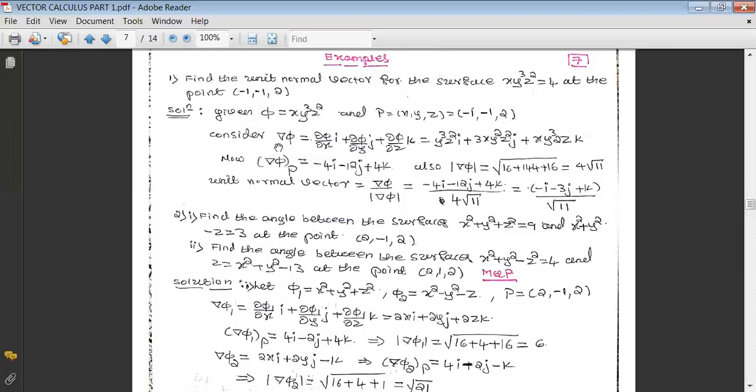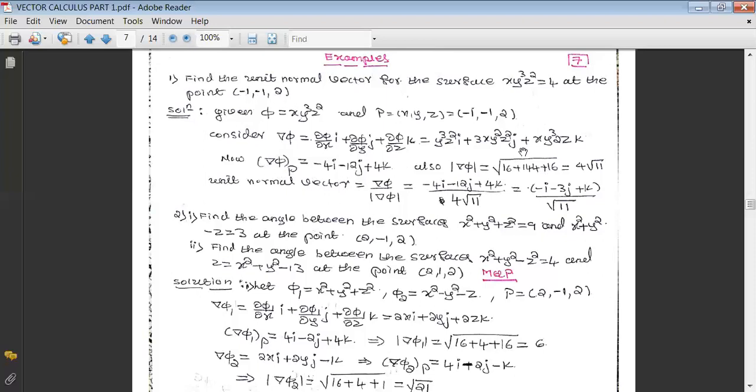First let us find del phi. Del phi is given by dou phi by dou x into i plus dou phi by dou y into j plus dou phi by dou z into k. If we differentiate with respect to x partially, keeping y and z constant, we get y cube z square into i, plus when we differentiate with respect to y, it is 3xy square z square into j, with respect to z, that is 2xy cube z into k, and this del phi is to be evaluated at the point p, which is (-1, -1, 2). They are the values of x, y, z.